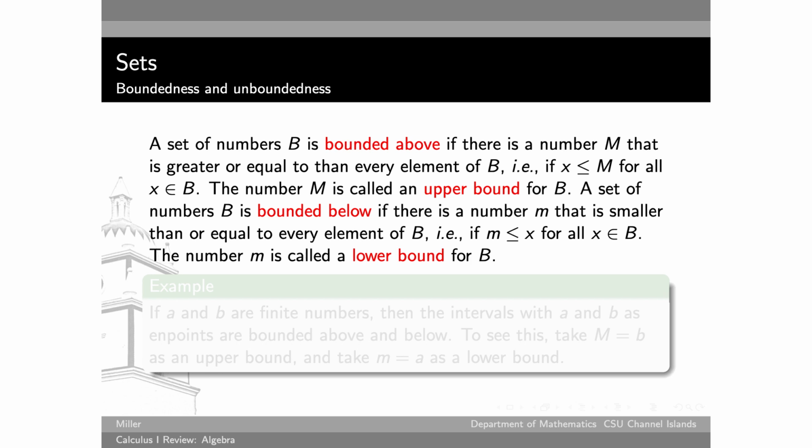A set of numbers b is bounded below if there's a number little m that is smaller than or equal to every element of b, i.e. if m is less than or equal to x for all x in b. The number little m is called a lower bound for b.